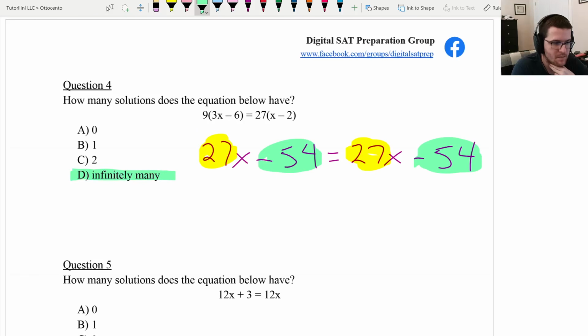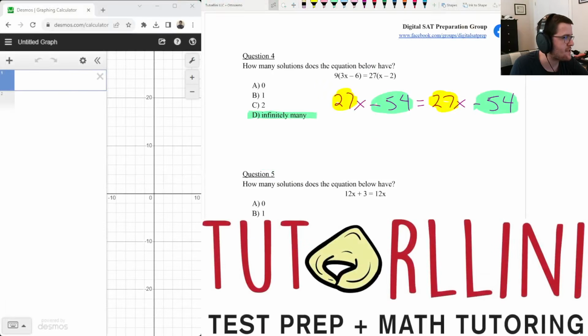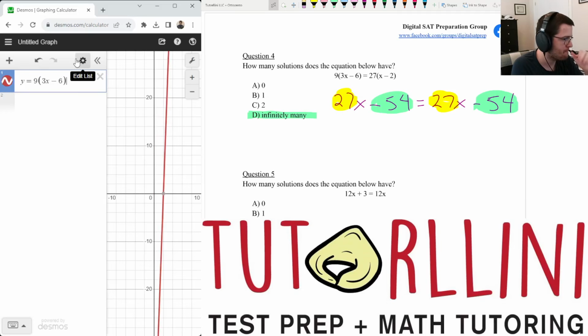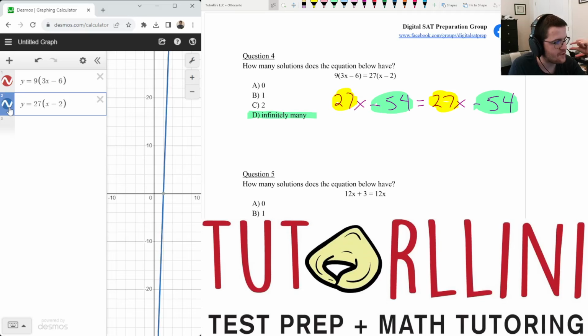And you can just type in the equation, but it will probably make more sense if you split it up. So watch what I do. Y equals 9 times 3x minus 6. And then y equals the right-hand side, 27 times x minus 2. And you see the blue perfectly replaces the red. So that means we have infinitely many solutions. Very good.